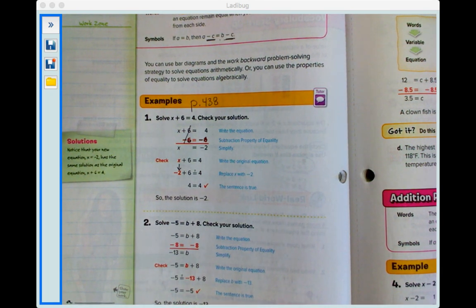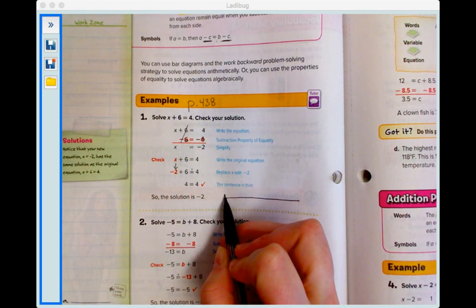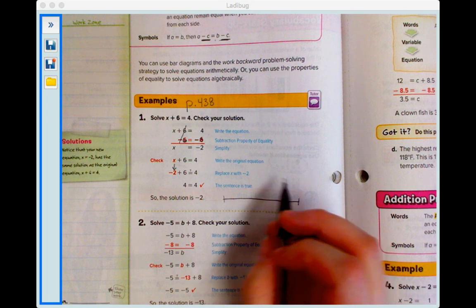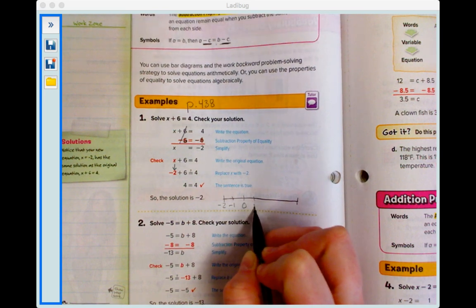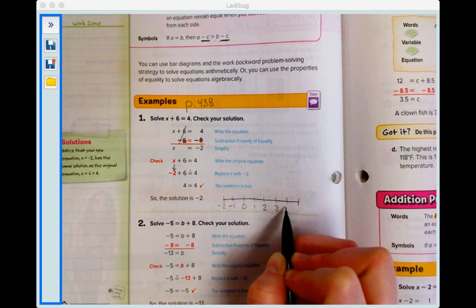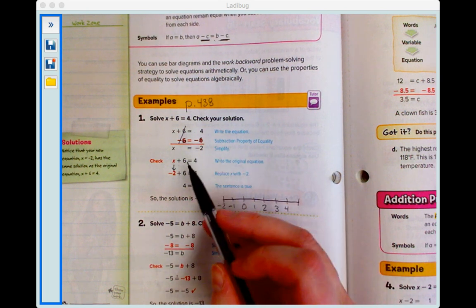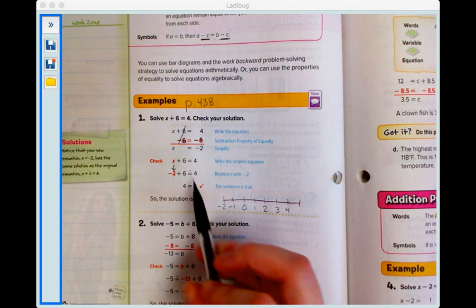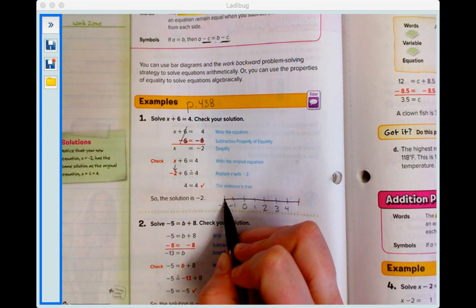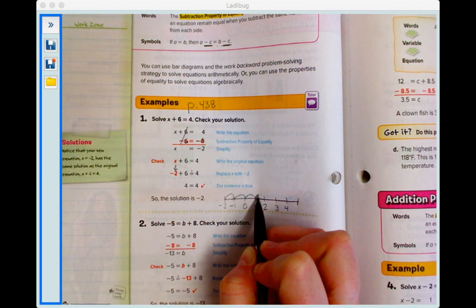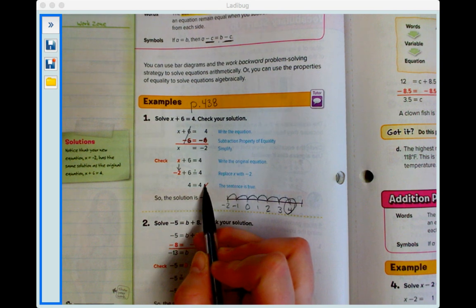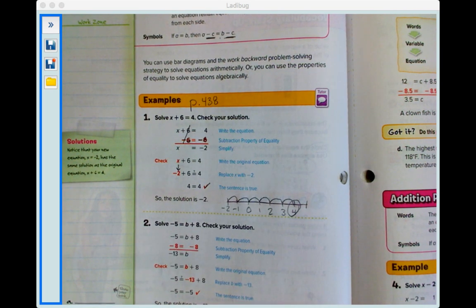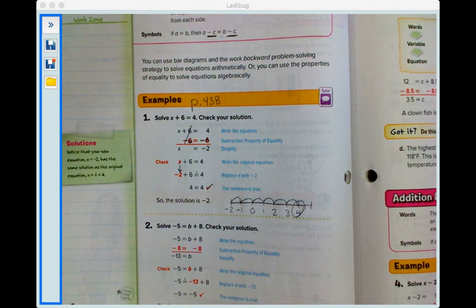And if you don't believe me, you can use a number line and draw it out. So -2, -1, 0, 1, 2, 3, 4. So we start at -2, we add 6, 1, 2, 3, 4, 5, 6, we end at +4. That is a correct answer. There's a little check mark that is earned to say that it is true. So let's look at example A.